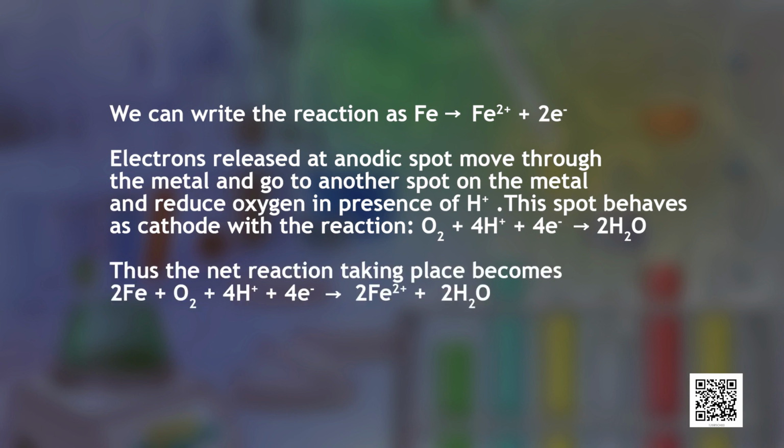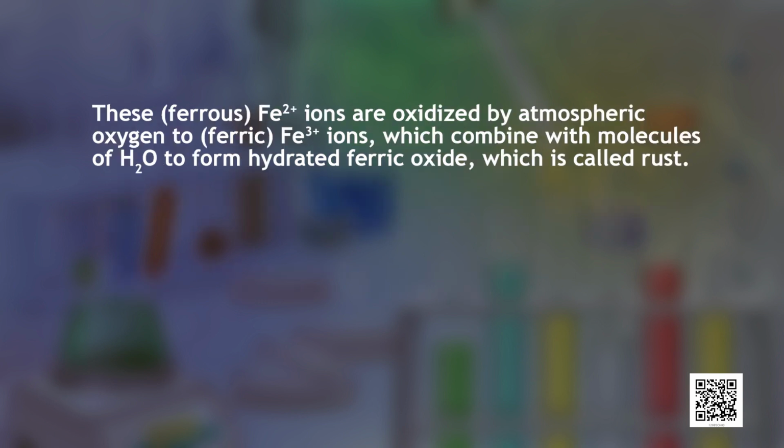Thus, the net reaction taking place becomes iron reacting with oxygen in the presence of hydrogen ions to form ferrous ions and water molecules. These ferrous ions are oxidized by atmospheric oxygen to ferric ions, which combine with molecules of water to form hydrated ferric oxide Fe2O3, which is called rust.